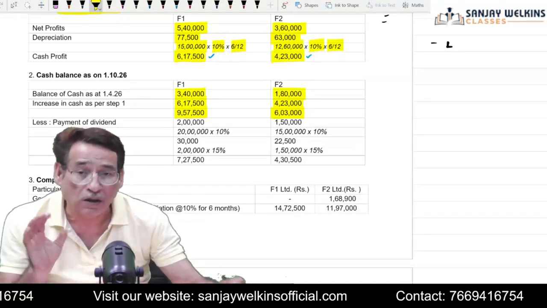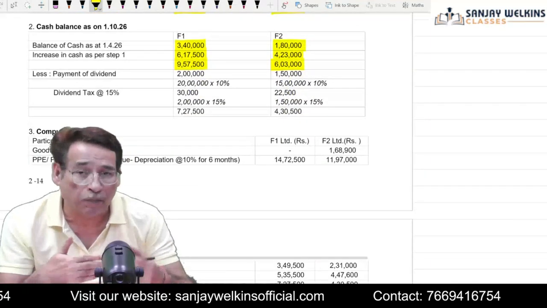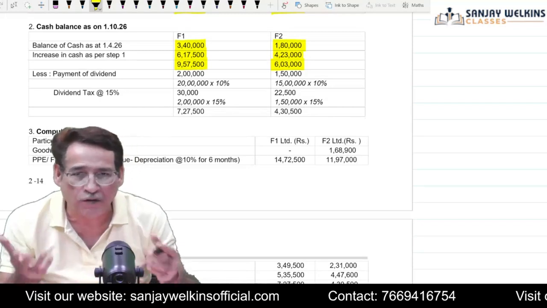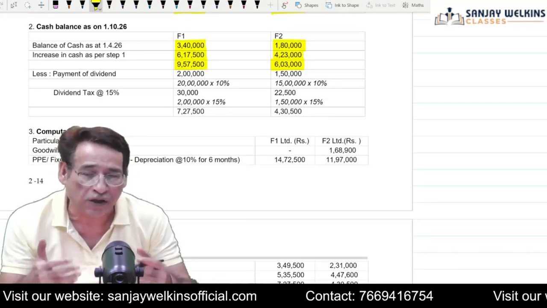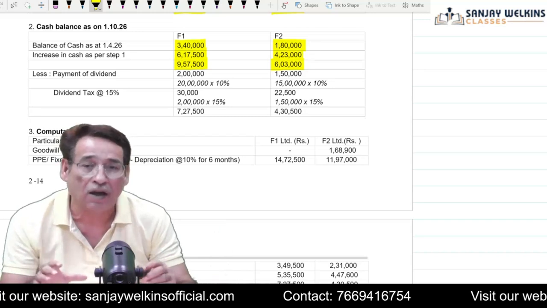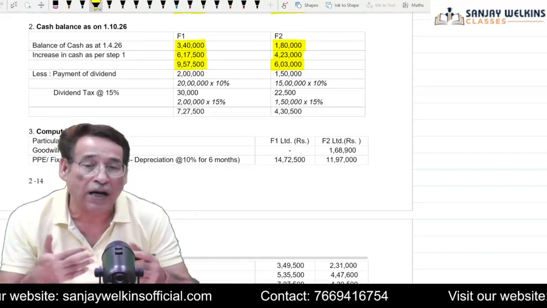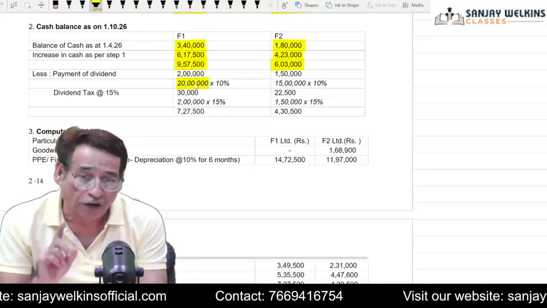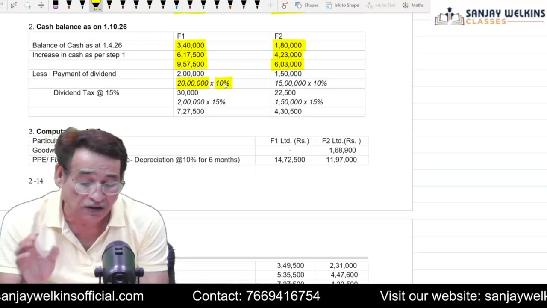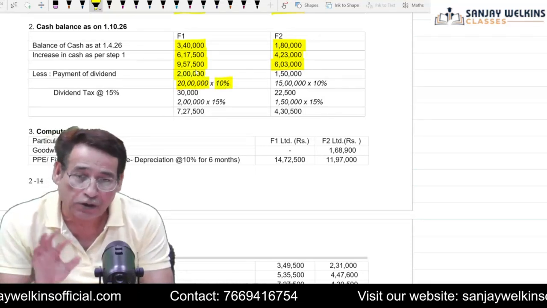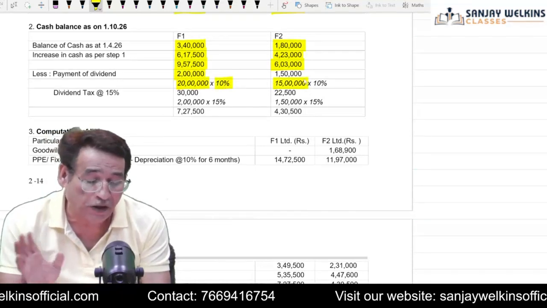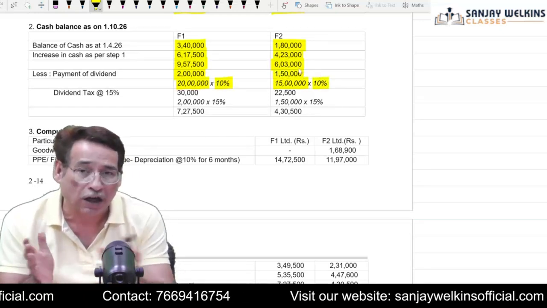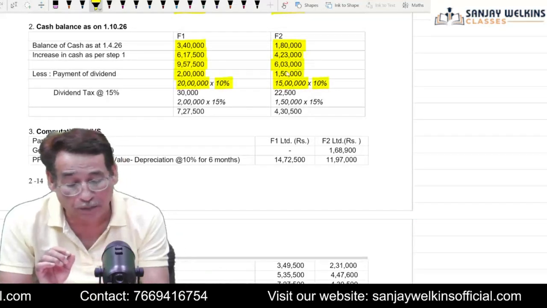But in this question, it is also stated that both these companies have paid dividend. Dividend will have no effect with respect to time period because dividend is always paid at a fixed rate, 10%, 15%, 20%. In this case, both the companies have paid dividend at the rate of 20%. So first of all, total share capital of F1 Limited is 20% and at the rate of 10%, payment of dividend will be 2,00,000. Similarly, regarding this company, 15,00,000 is the share capital, 10% is the rate of dividend, 1,50,000. That means your cash will get reduced because of payment of dividend.